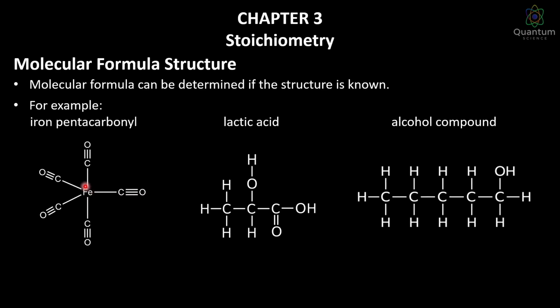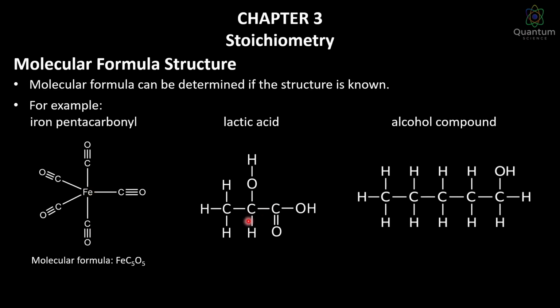For example, in iron pentacarbonyl, how many Fe exist in here? 1 Fe. And how many C? 1, 2, 3, 4, 5. So C5 and how many O? 1, 2, 3, 4, 5. So the molecular formula is FeC5O5, right? So we don't care about what is the bonding in here. Is it triple bond or double bond or single bond? We don't care about that. What you need to know is just to count how many in this structure, okay?